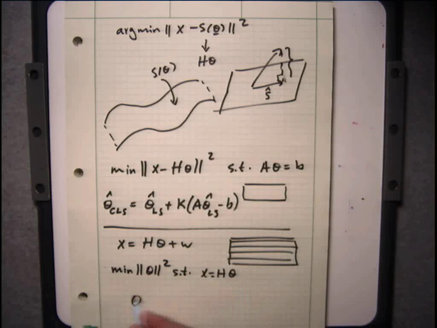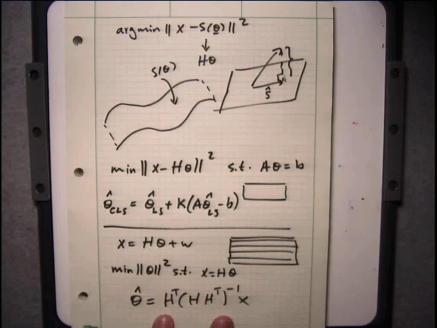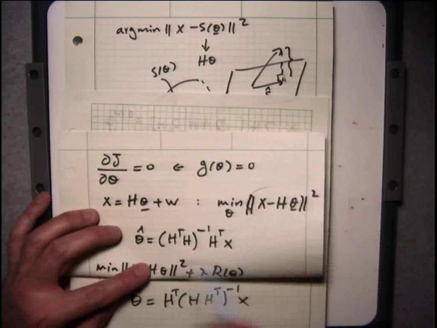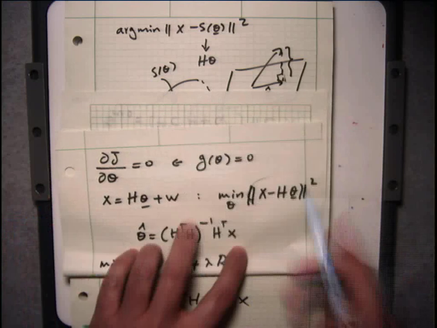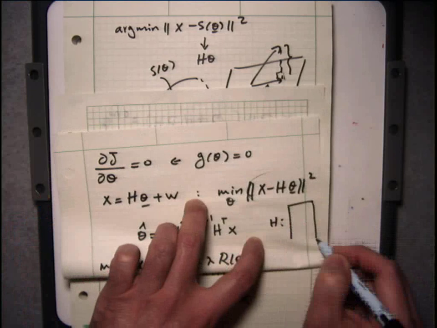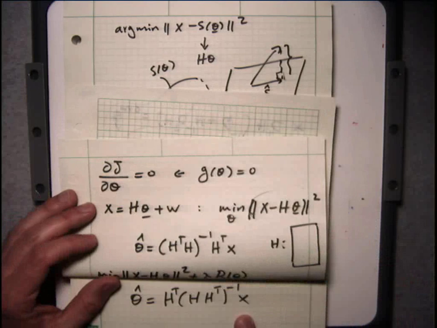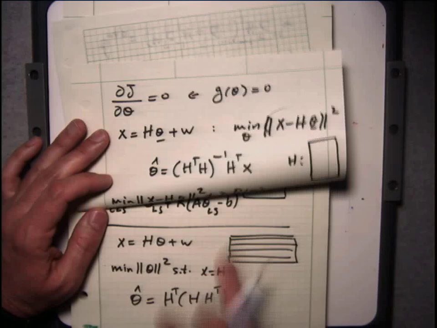So when you solve, what you're going to get is h transpose (h h transpose) inverse times x. Okay? Not to confuse this with the standard least squares solution. Very important to keep them separate. So this is the standard least squares for an overdetermined system where h has a shape like this. Okay, and this is the underdetermined least squares where h has a shape like that.